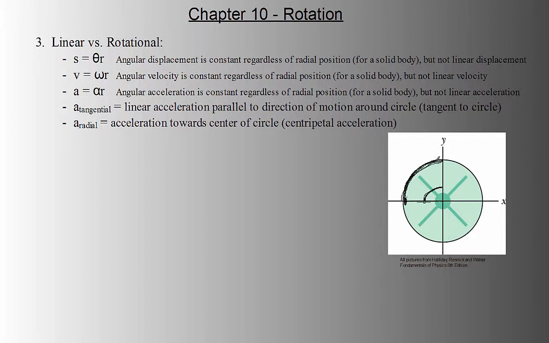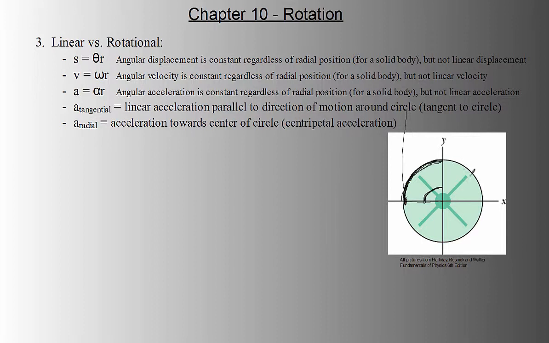So even if the circle is rotating at the same speed always, even if alpha is 0, and you're rotating at a nice constant speed, then you still have something pulling you into the center, or else you're just going to want to go in a straight line. So that center pulling force leads to a center pulling acceleration. That is your centripetal acceleration. In this chapter it's known as radial acceleration.